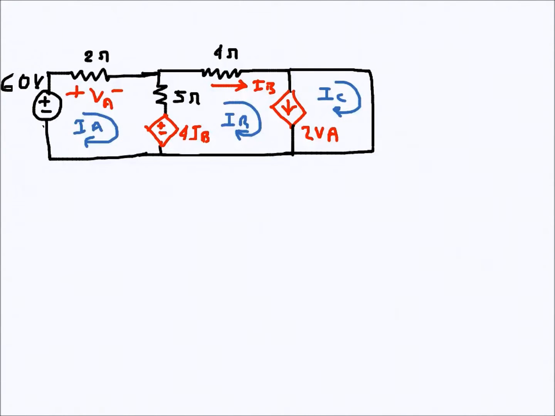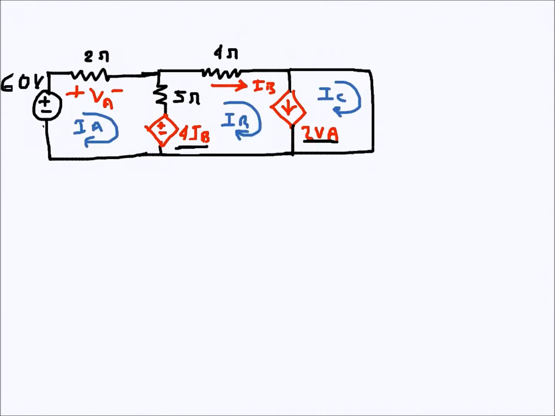This is a circuit with dependent sources. We need to find the unknown currents and voltages. This one is a voltage source, but it is a current-controlled voltage source, a dependent source. And this one is a current source. It's a voltage-controlled current source, and the voltage here is the controlling voltage, and here the controlling current is this one.